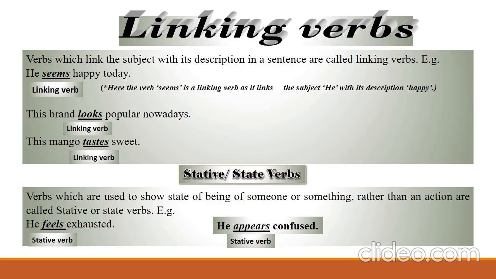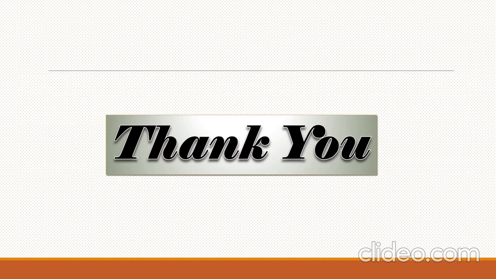Linking verbs. Verbs which link the subject with its description in a sentence are called linking verbs. For example, he seems happy today. Here the verb seems is a linking verb as it links the subject he with its description happy. This brand looks popular nowadays. This mango tastes sweet. This is the end of today's lesson.